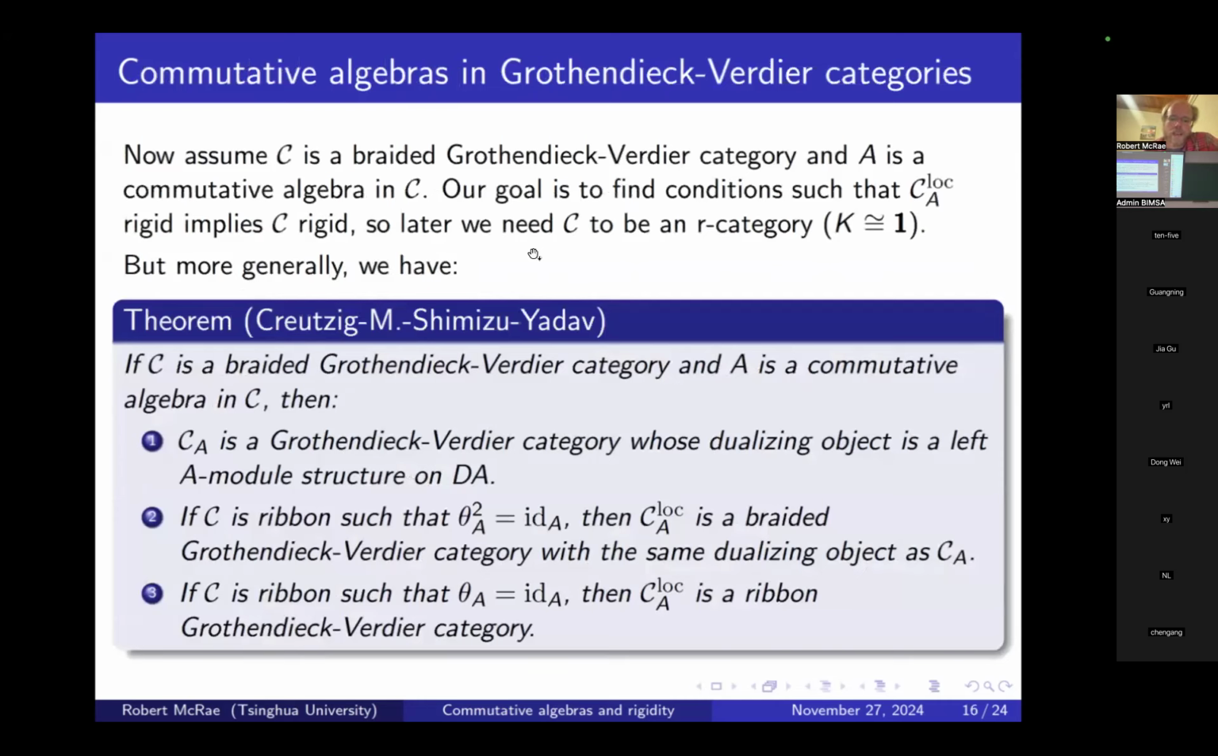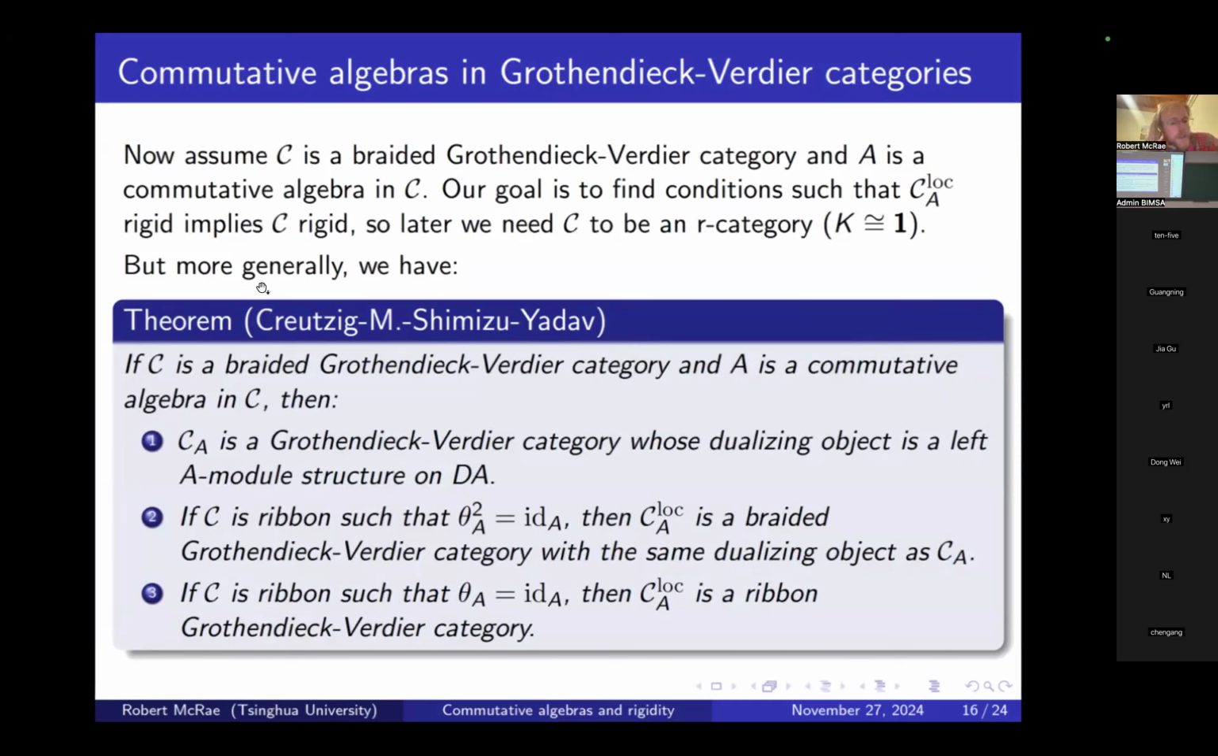So here's the basic theorem about commutative algebras in Grothendieck-Verdier categories. We want to assume that we have a braided Grothendieck-Verdier category, and A is a commutative algebra in C. Ultimately, our goal is to find conditions such that if CA local is rigid, then C is also rigid. So later we want C to be an R category where K is 1, because that's what we need to get rigidity. But we don't really need this assumption for the first theorem.